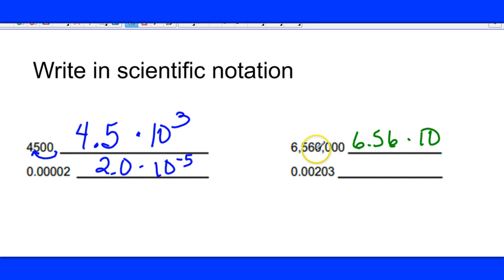1, 2, 3, 4, 5, 6 times. And this one I know is going to be a negative exponent, because it's smaller. And I need to move it 1, 2, 3 places to go right there. So that's to the negative third power.